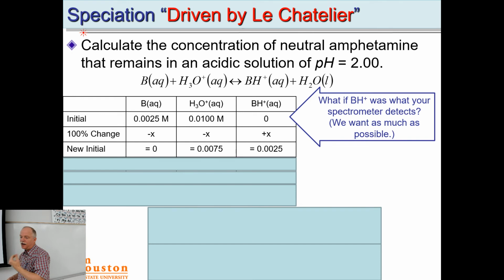And so this is a nice little tool to not have to deal with the quadratic equation and all these tiny little numbers. We're going to put it in contact with acid, drive it all the way to the right. And how do I make it go all the way to the right? I take that base column to 0. So if this goes all the way to 0, that means that X is equal to 0.0025. And if X is 0.0025 for this spot, it's the same X all the way across. And so in BH+, I have 0 plus X gives me this. And for the hydronium ion, 0.01 minus that equals 0.0075.